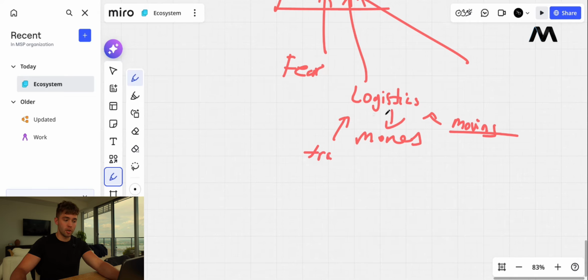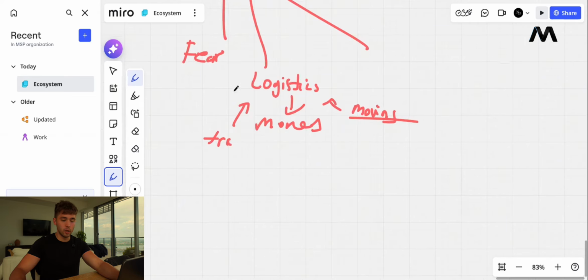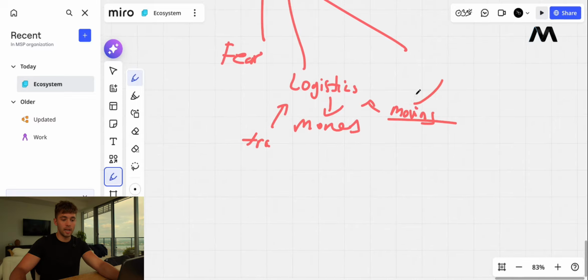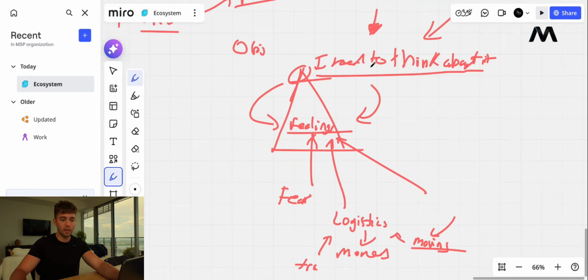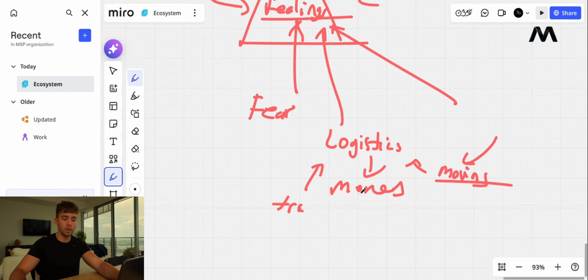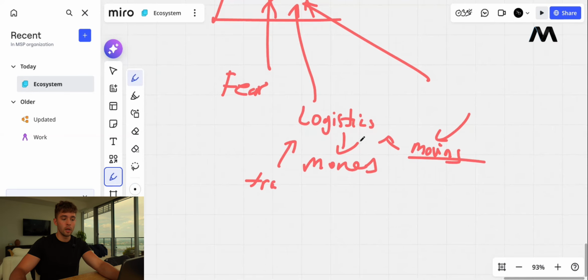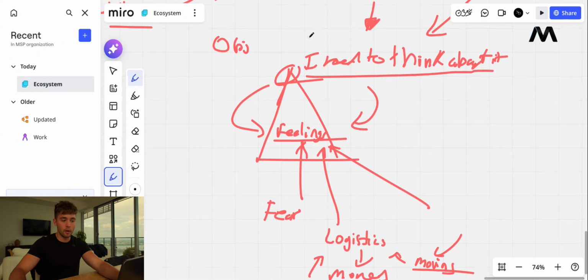These are actual logistics, but the problem is even behind these logistics, sometimes they're actually hidden objections. And that's why you can't listen to it. When somebody tells you, I need to think about it, of course you want to trust the person in front of you, but that's not your job.